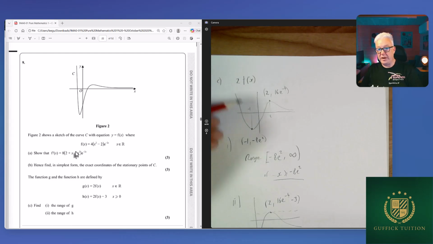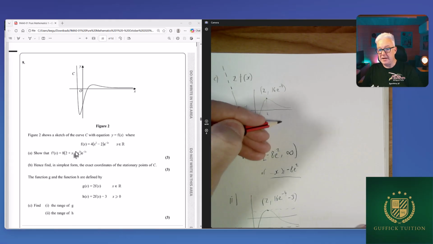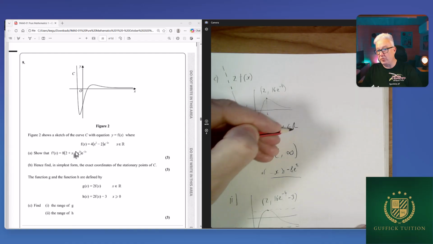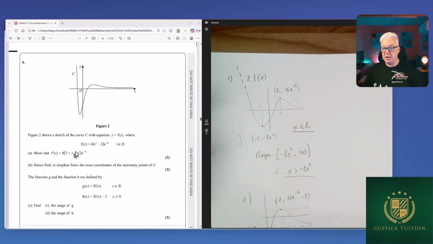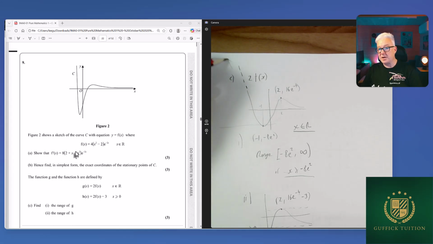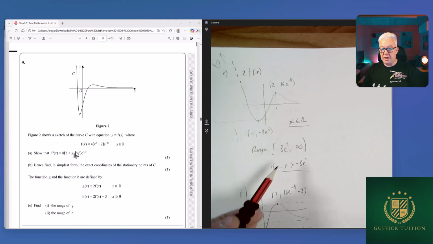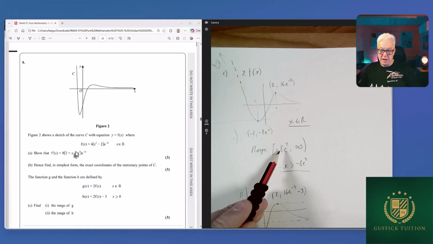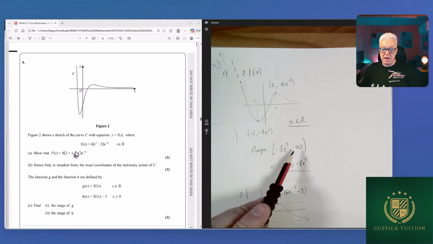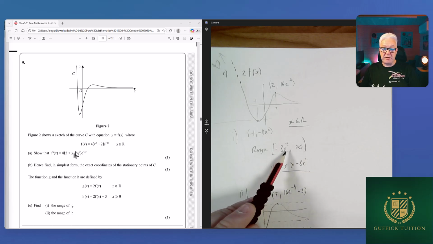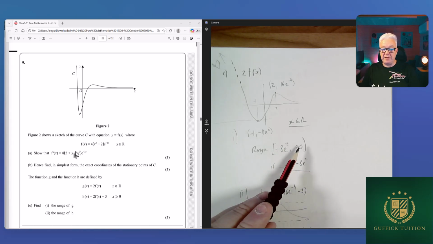Well, the important thing to notice is that the curve is going to carry on up here up to infinity, and the domain for this particular function, g of x, is the set of all real numbers. So basically the lowest value that we're going to have is given by this value, and the highest value is going to be up there at infinity. So therefore our range is going to be, sorry, greater than or equal to minus 8e squared, but less than infinity.